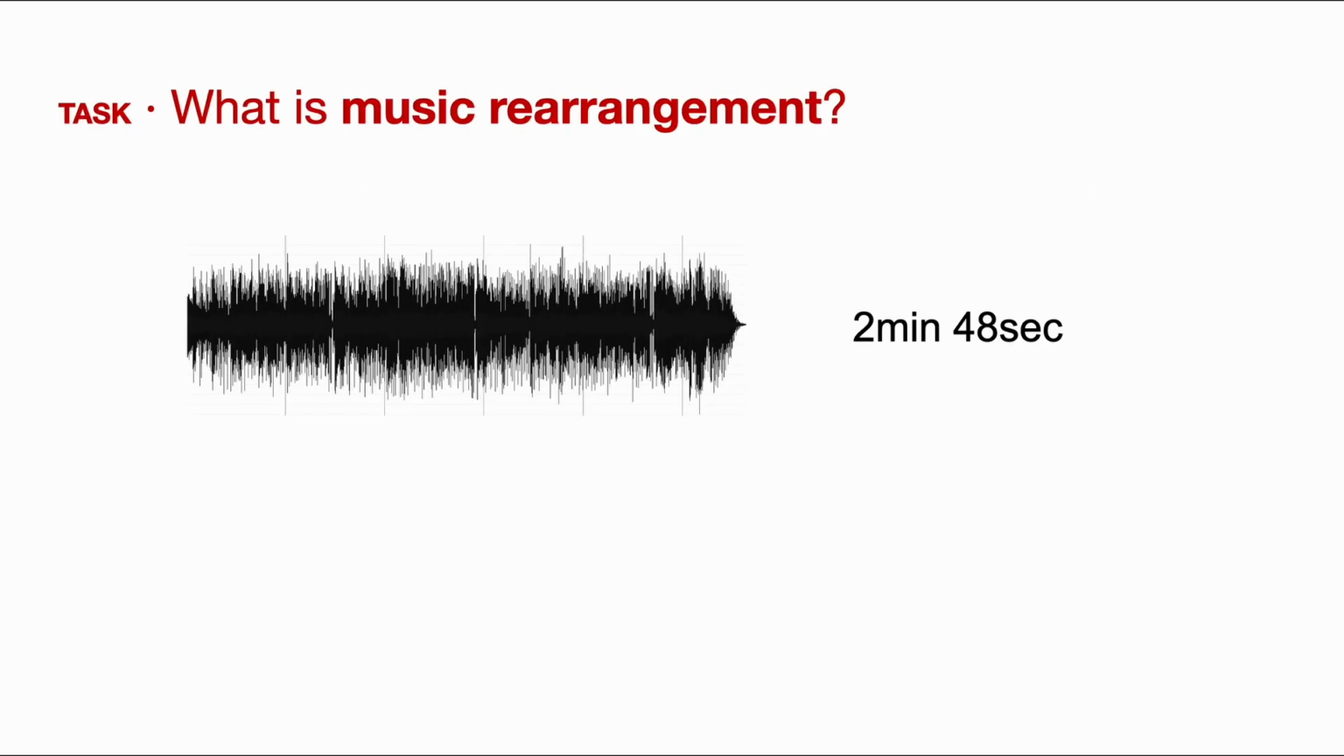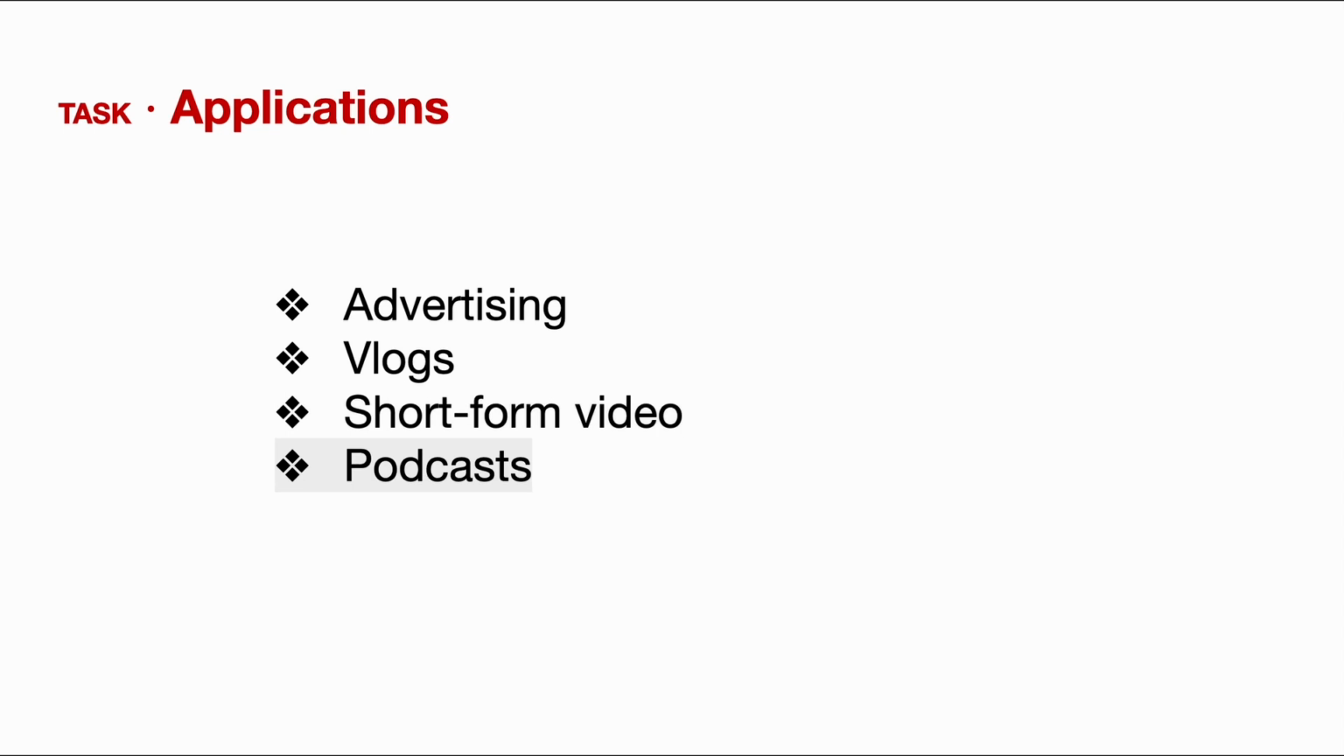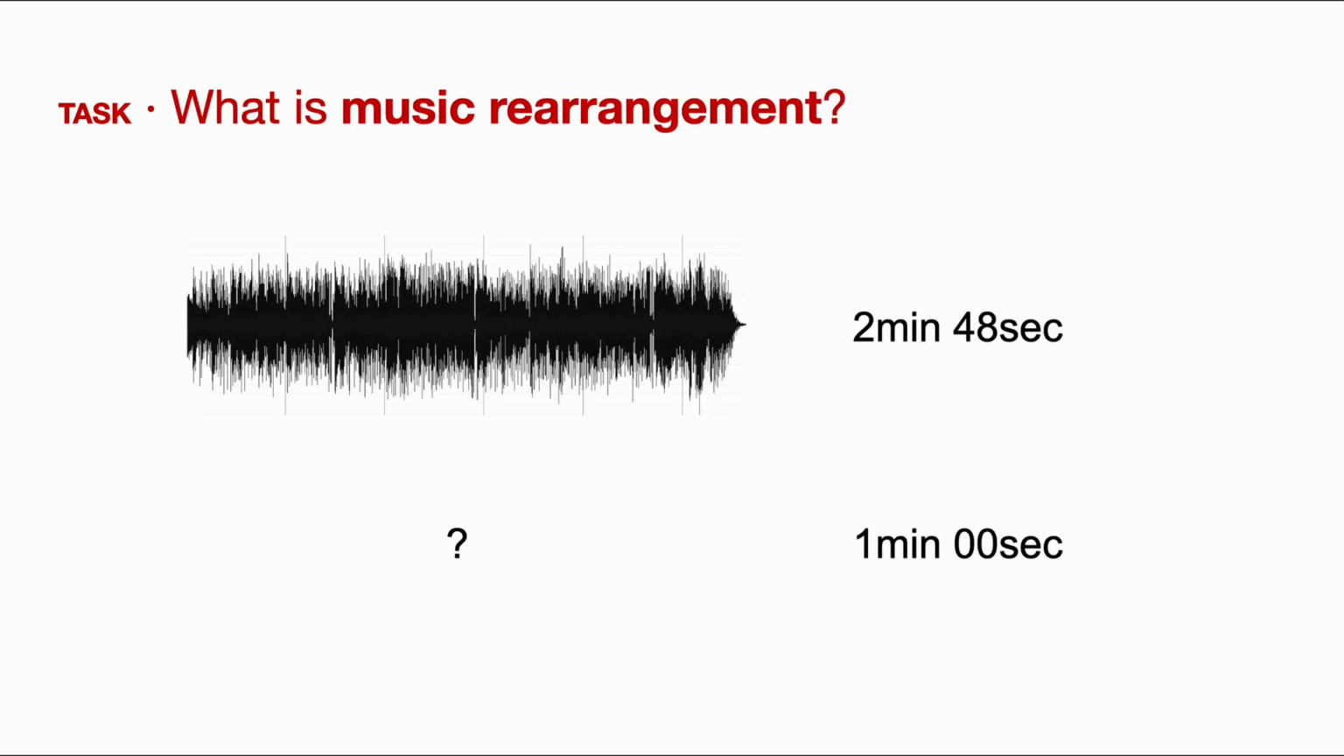Well, let's say we have a music recording that is 2 minutes and 48 seconds long, and we're creating a video that is only 1 minute long. How can we make the recording match the duration of the video? Well, this is quite a common scenario in audiovisual content creation, in cases such as advertising, vlogs, short-form video, podcasts, and even film.